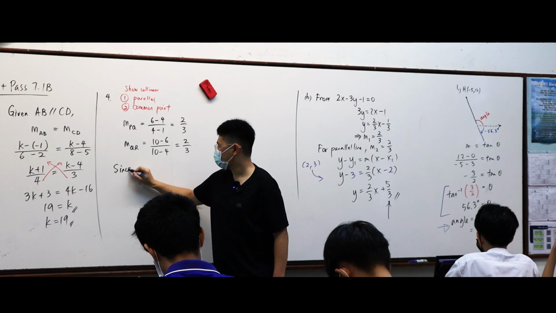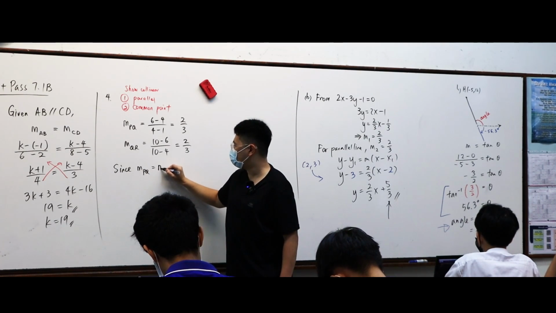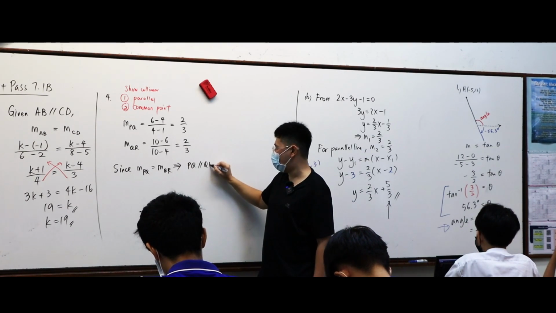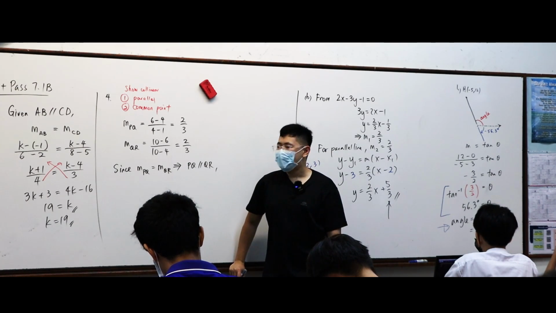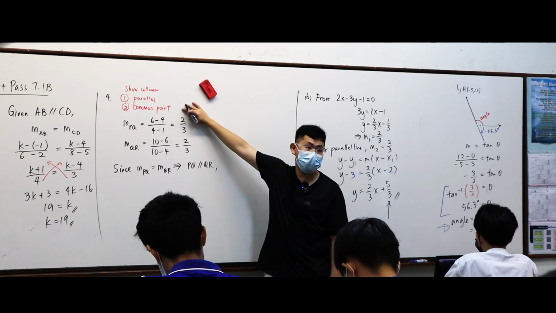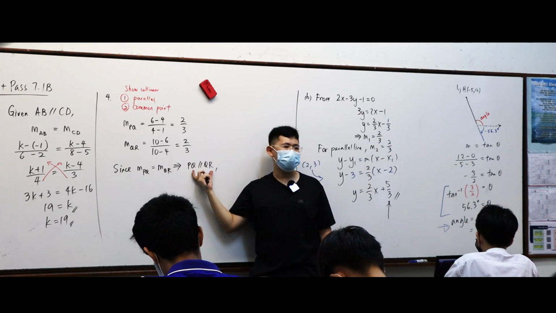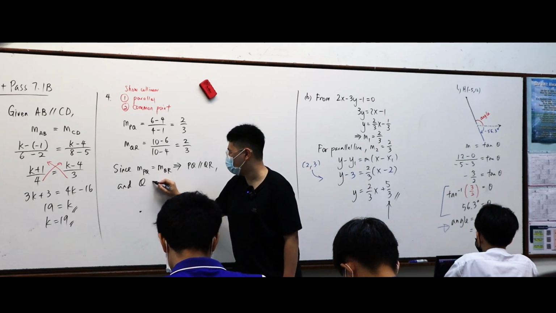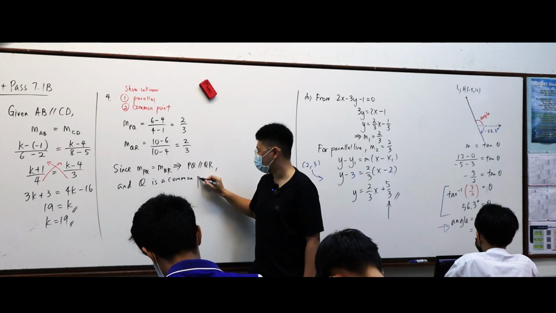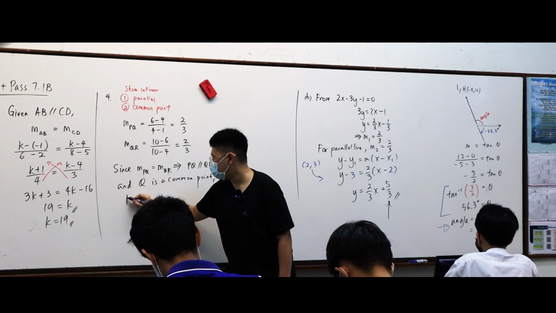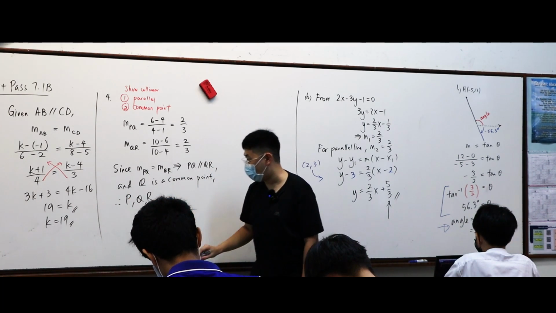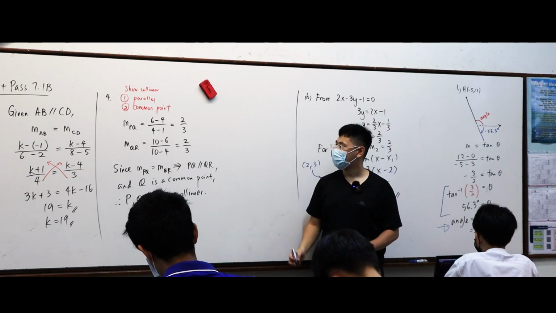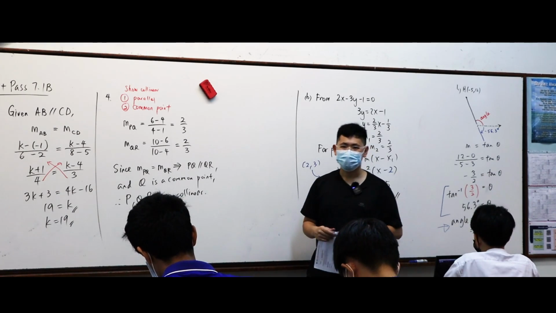Since the gradient of PQ is equal to the gradient of QR, PQ is parallel to QR. The second thing that we need to do is state the common point. Based on this, what is our common point, P, Q or R? Q is the common point. Because Q is a common point, we can say that P, Q and R are collinear, meaning they lie on a straight line. Just like that.